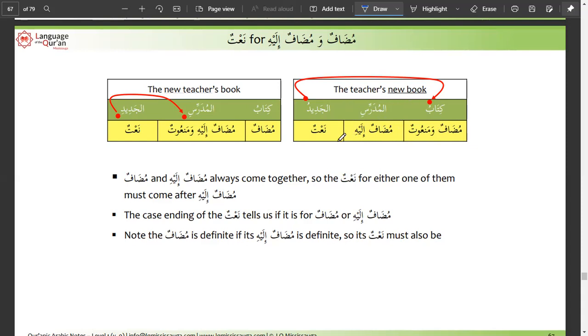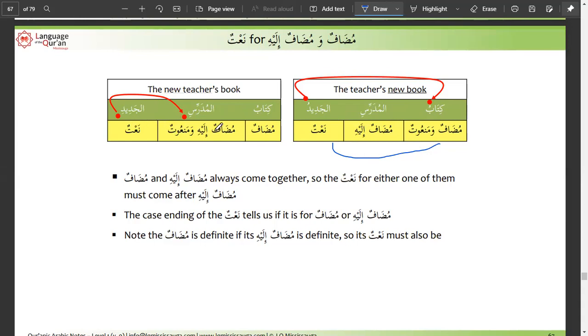Here, what is the naat? The naat is for the book. Kitab is man'ut and its naat is al-jadid, the new book. So its adjective, its naat, will come at the end, after the mudaf ilay. Kitabul Mudarrisil Jadidu. And the next is Kitabul Mudarrisil Jadidi.